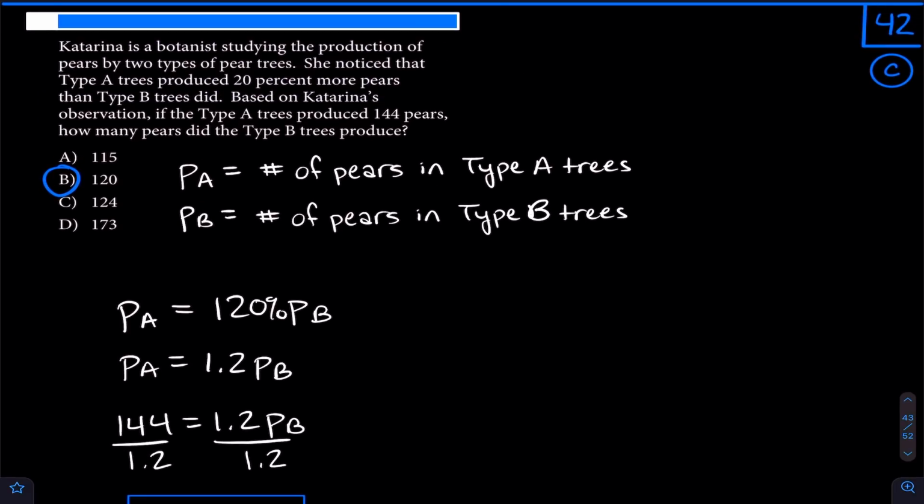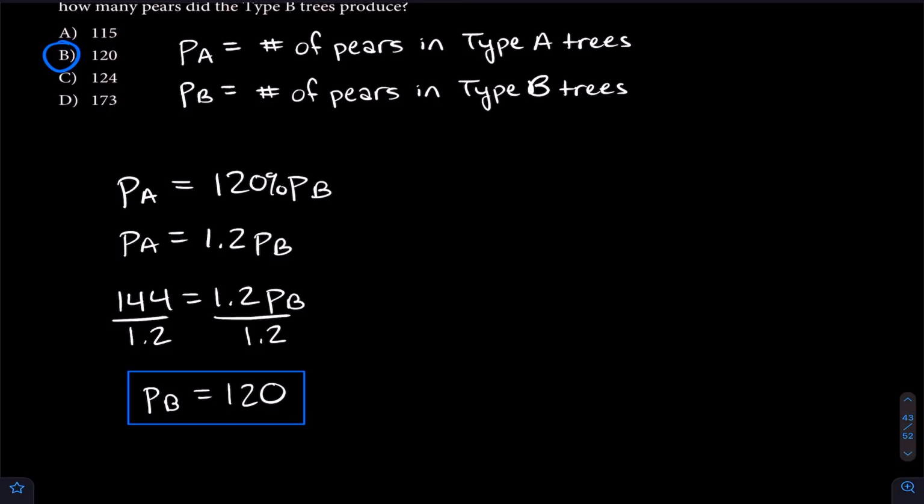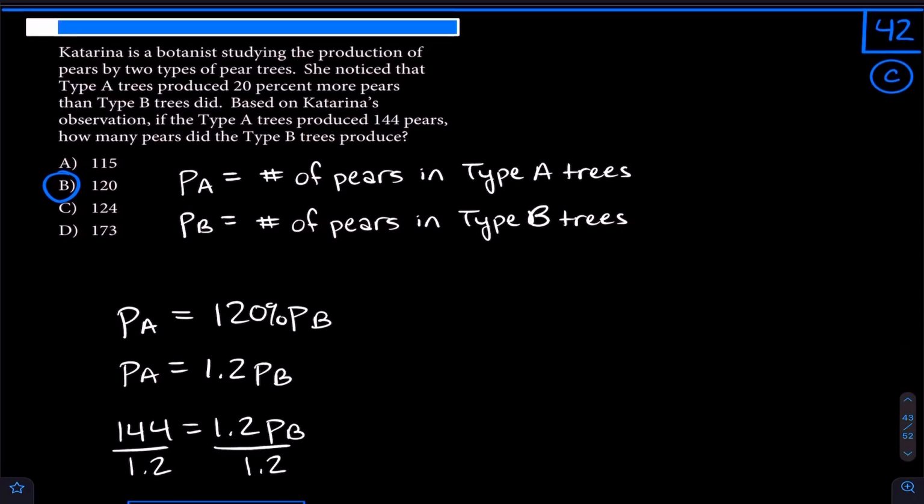You're like, oh, well, type A produces 20% more than type B. That means that if I multiply type B by 1.2, by 120%, that'll get me to type A. So if I have to multiply this guy by 1.2 to get to type A, then if I know type A, I would need to divide that by 1.2, and that'll give me the number of pears that type B trees produced. And that's exactly what we did here. We divided the number of pears in type A trees by 1.2. So that would be my thought process of doing this in my head, and that's how I would pretty much do it. Okay, so hopefully that all makes sense.